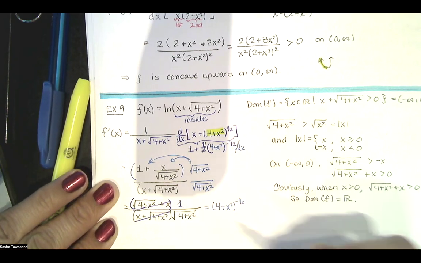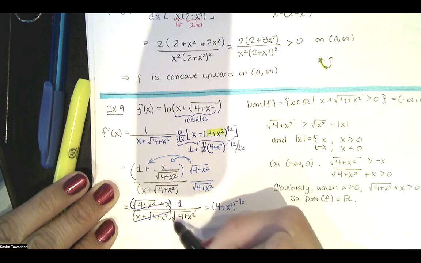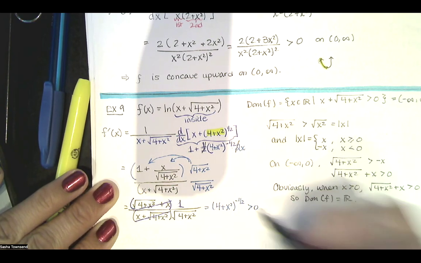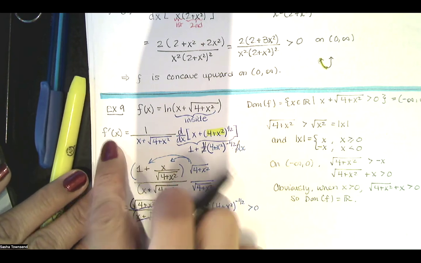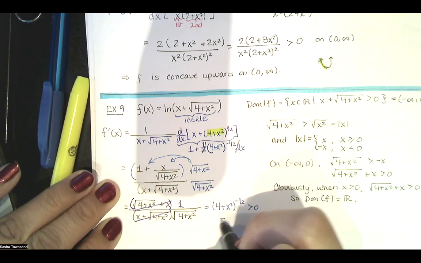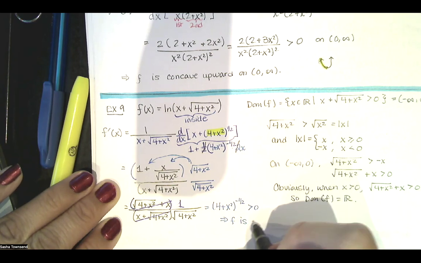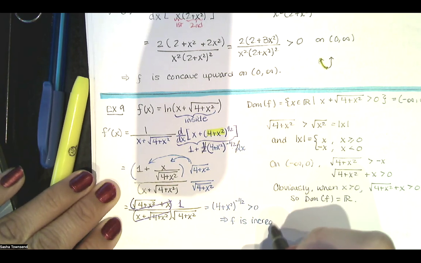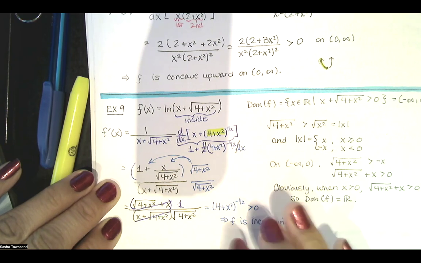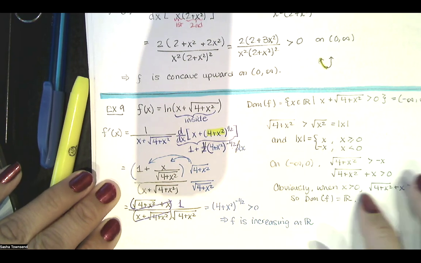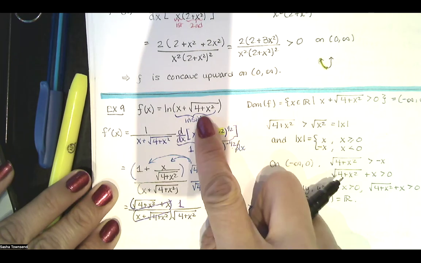Now, when it's written like this, it's obvious. It's the positive 1 divided by a positive square root. So this is always positive. So the derivative is always positive. That means the original function is always increasing. And the domain was all real numbers. So the function is increasing on R. As we go from left to right, the y values just increase on this graph.